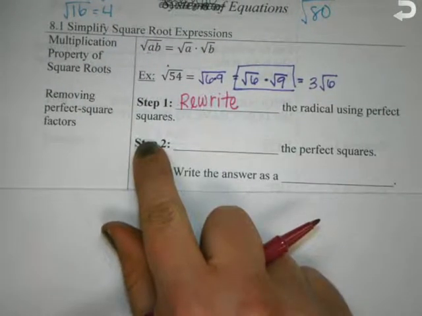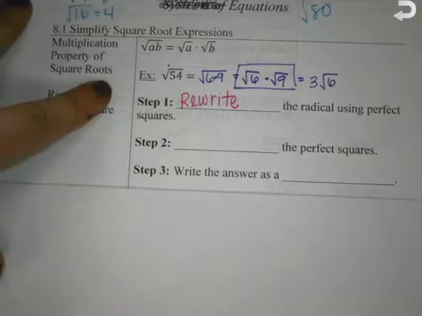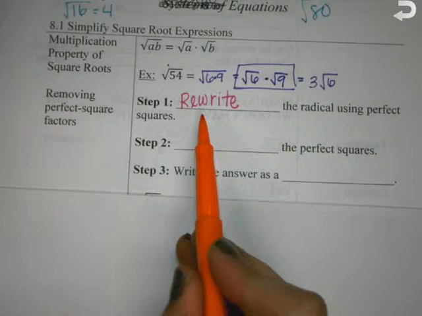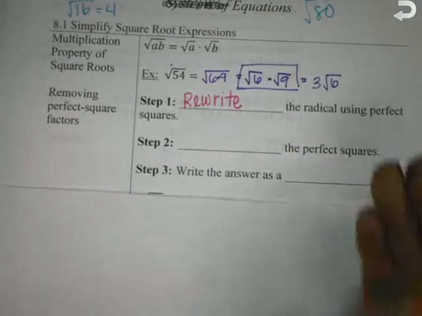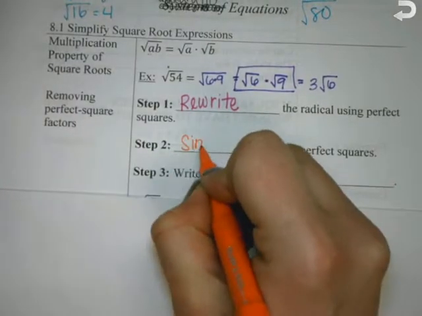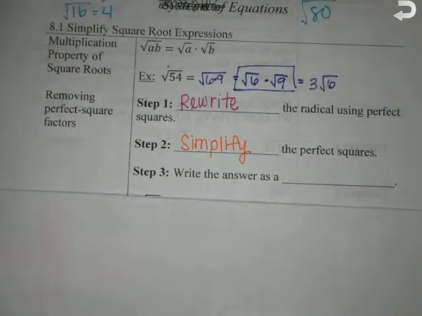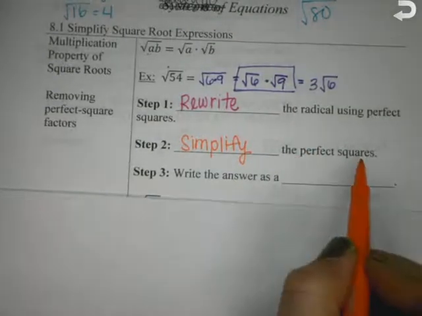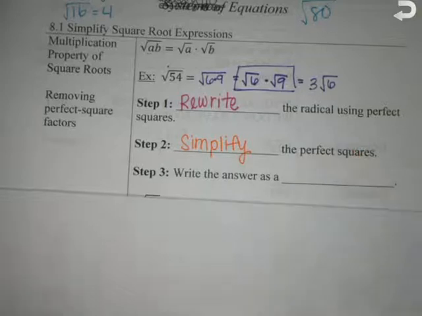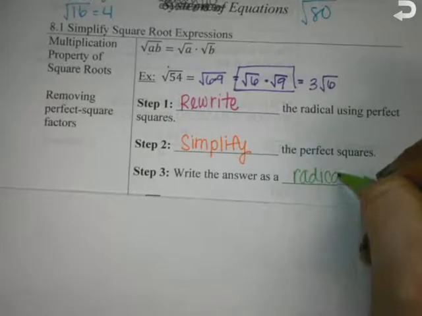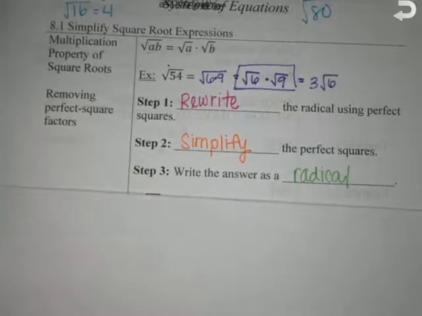Okay, after we rewrite using perfect squares, we are going to simplify the perfect squares, which means that we take the square root of those perfect squares. Okay? The last step is that we are going to write the answer as a radical. That's what they are called. So this is called a radical. So you're going to rewrite your answer as a radical.